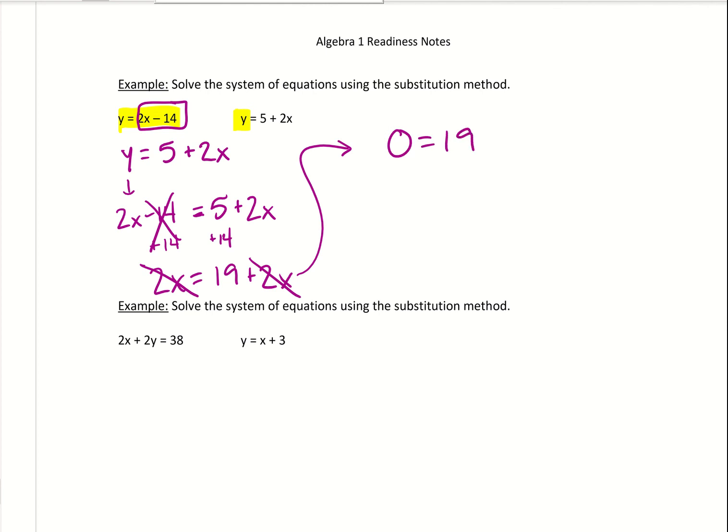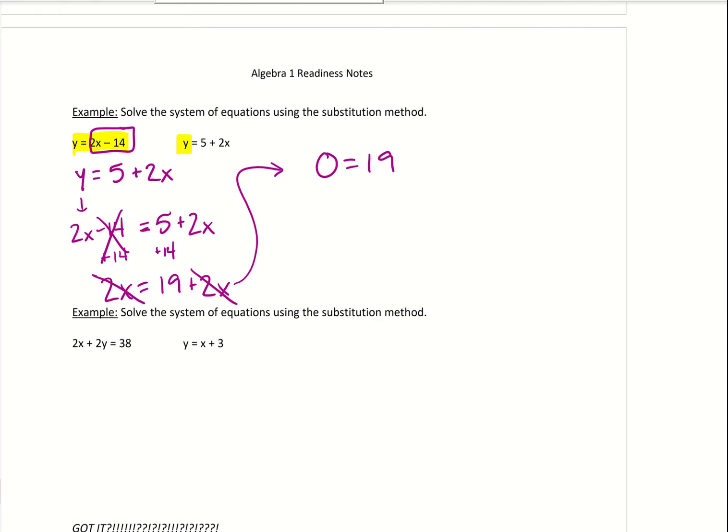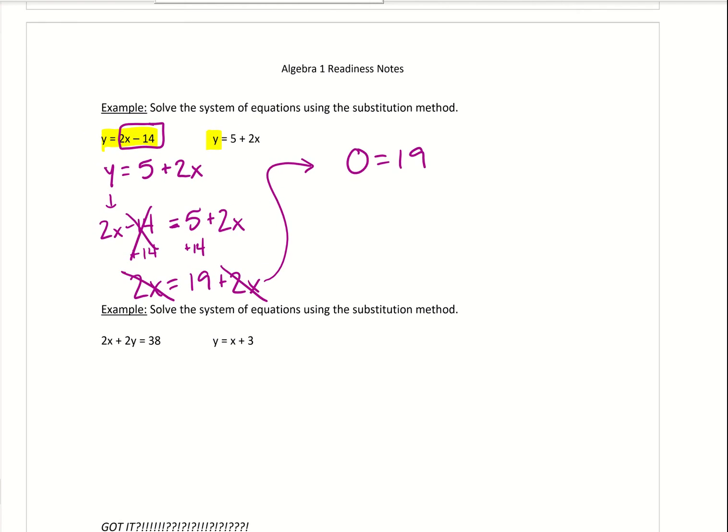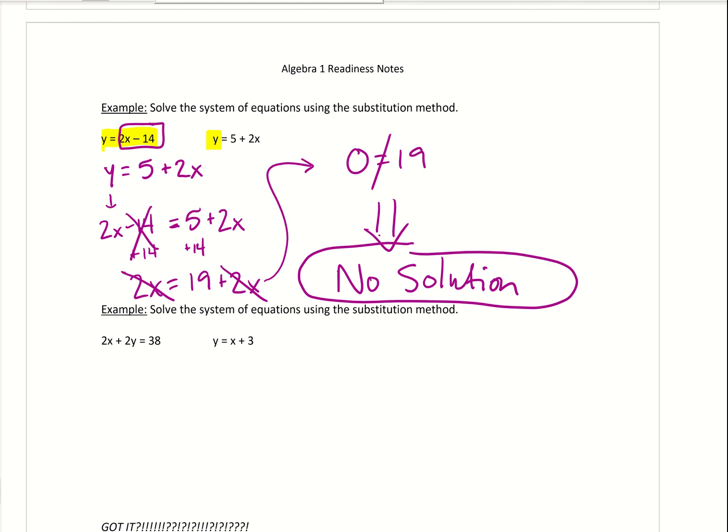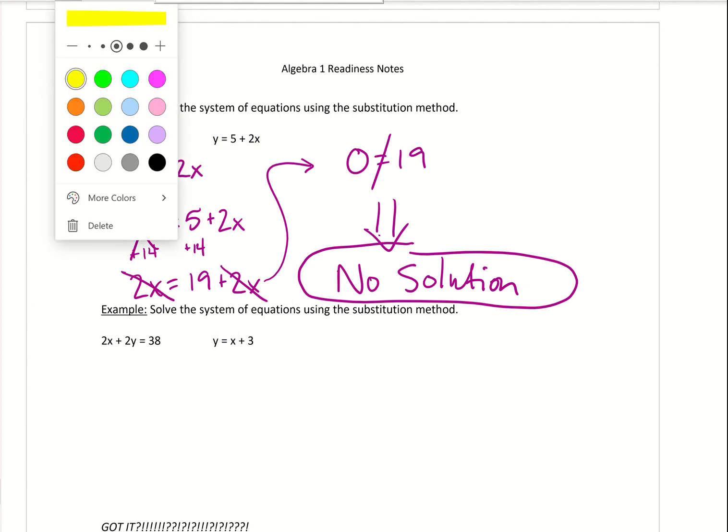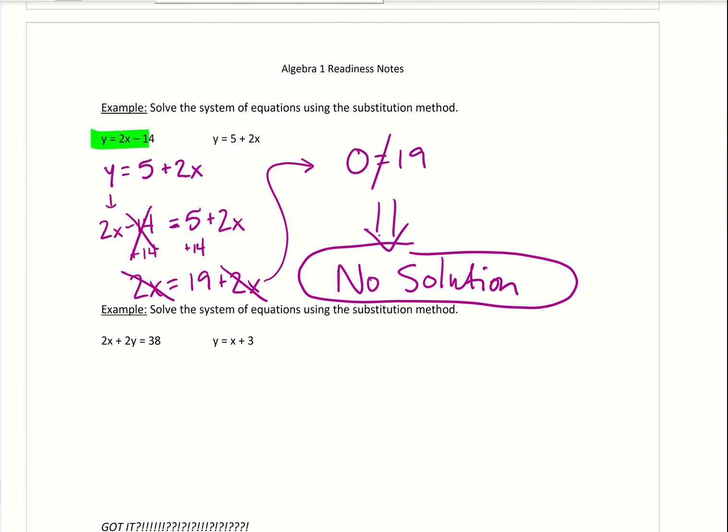Now you might see that and think, well, hold on, 0 doesn't equal 19, and you would be correct. Because 0 does not equal 19, this tells us that there is no solution. This is similar to yesterday, how if we had parallel lines, it was a no solution problem. If you were to graph these two equations up here, and I'll highlight those for you again, you would notice that they are also parallel, and because of that, there would be no solution.